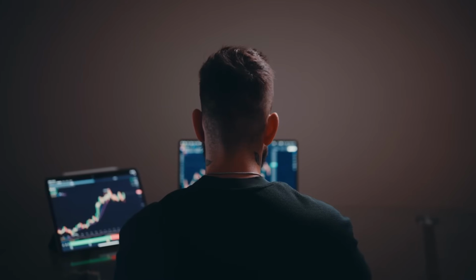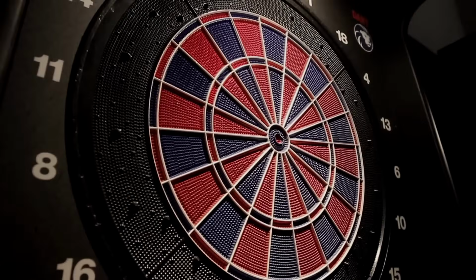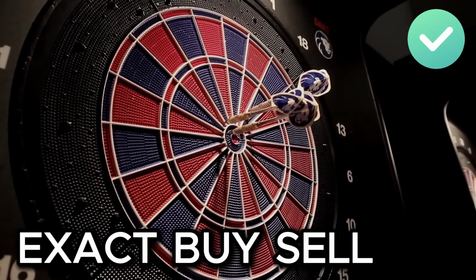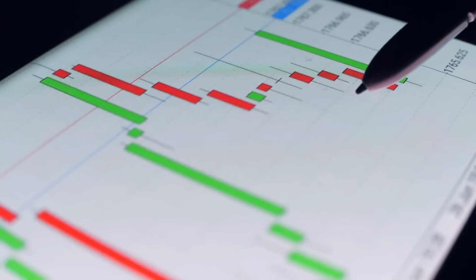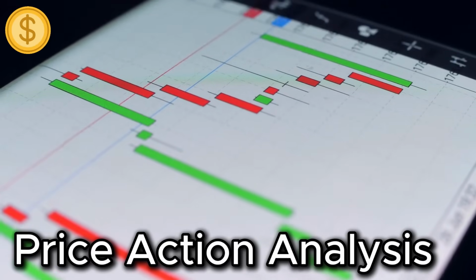After years of searching, I finally found the hidden gem on TradingView, the indicator that gives you exact buy-sell signals in the pullbacks within a trend. I'm gonna mix this indicator with price action analysis and teach you a very accurate and profitable trading strategy. Just make sure you watch this video until the end and let's get started.